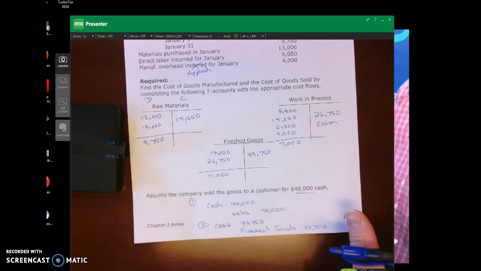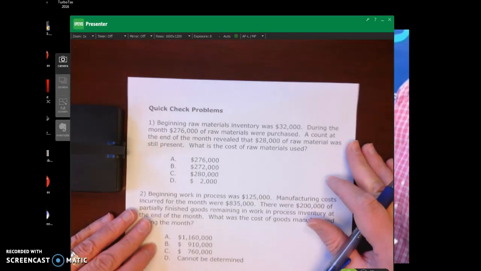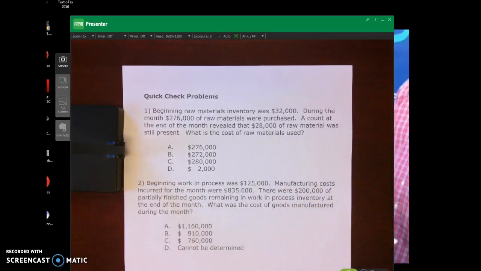Okay? So now on the next page, I have a few quick check problems. Why don't you go ahead and tackle these, and then we'll see how you do. Okay? If you want to pause the lecture video and come back, that'd be great.